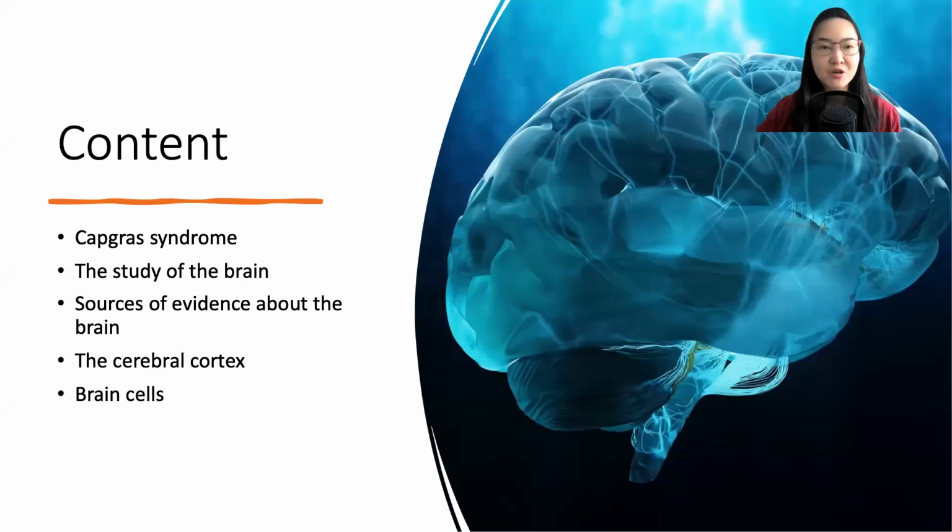In this chapter, we will talk about Capgras syndrome, the study of the brain, sources of evidence about the brain, the cerebral cortex, and the brain cells.